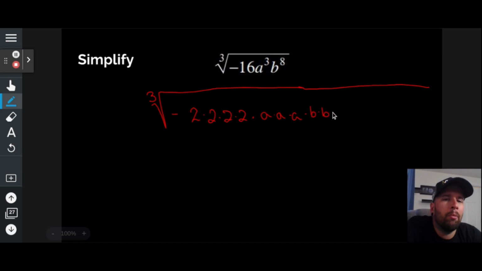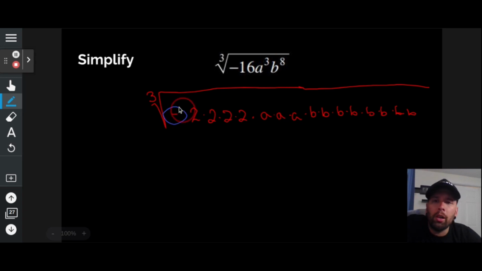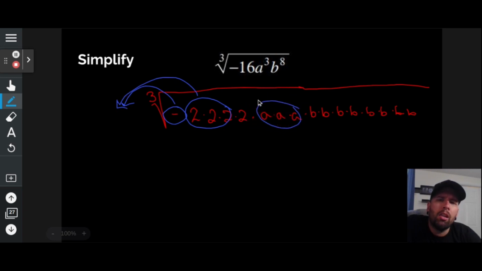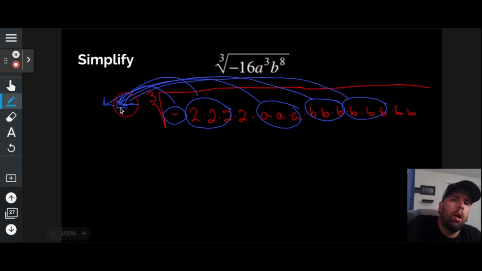B times B times B times B times B times B times B, 1 2 3 4 5 6 7 times B. Now, since this is a cube root, I am circling groups of 3. In a cube root, you're allowed to have a negative. Bring it out. I have four 2s, so let's pull out a group of 2 of them. I have 3 A's. Let's pull out a group of 1 of them. I have 3 B's. Let's pull out 1 of them. And I have 3 B's. And let's pull out 1 of them.